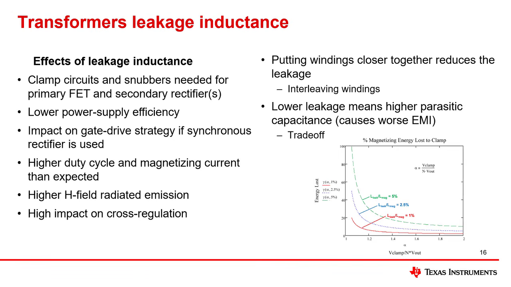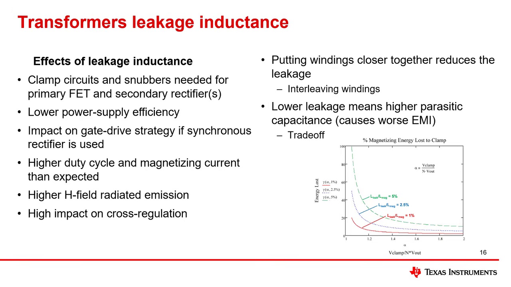The effects of a transformer's leakage inductance are that there will be clamping and snubber circuits needed to protect the primary FET and the secondary rectifiers. Also, it causes a lower power supply efficiency. If a synchronous rectifier is used, the leakage inductance also influences the gate drive strategy. The duty cycle as well as the magnetizing current are higher than expected, and also the H-field radiations are higher. The leakage inductance also impacts the cross-regulation when using multiple outputs.